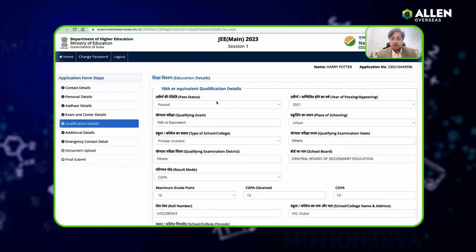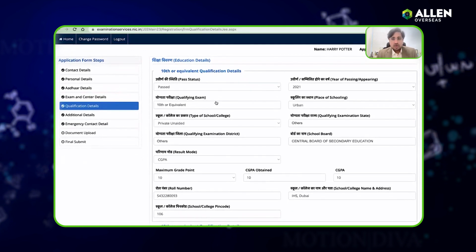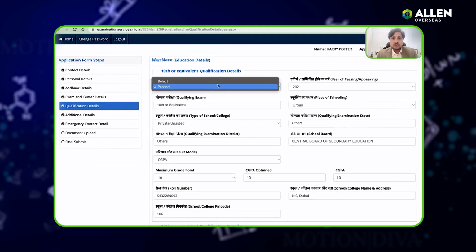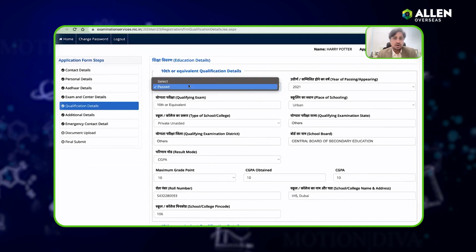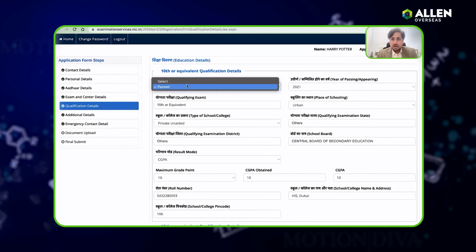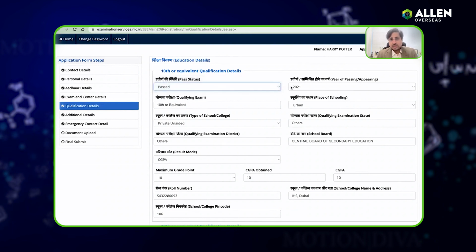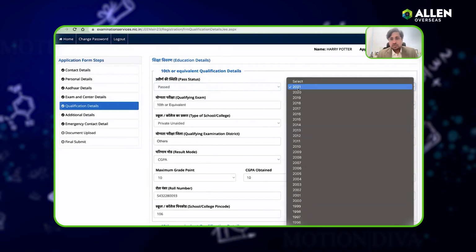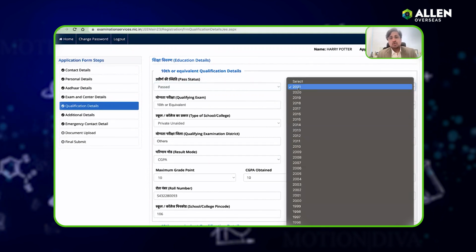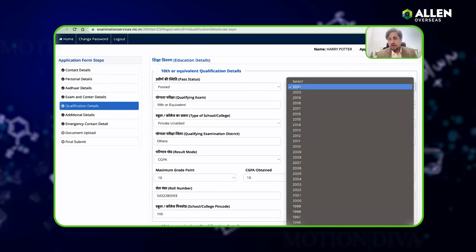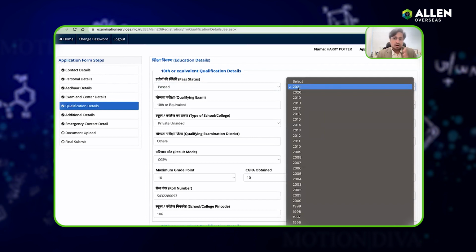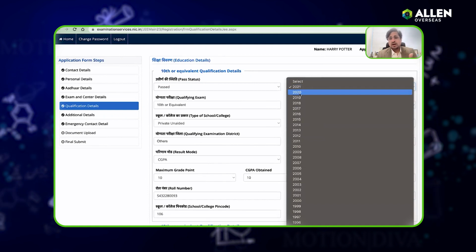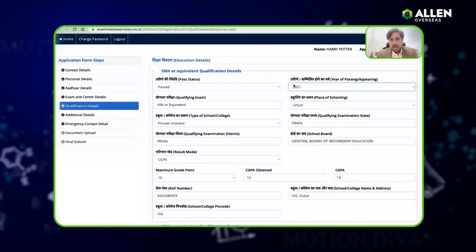Now, this asks for the qualification details. Of course, the students would have passed the grade 10th examination. So it automatically gives you only one option of passed, and the year in which you passed your 10th grade examination. The last one would be 2021. But if you are a student who cleared your 12th board examination last year or before that, this will be 2020 or 2019 or any other gap.